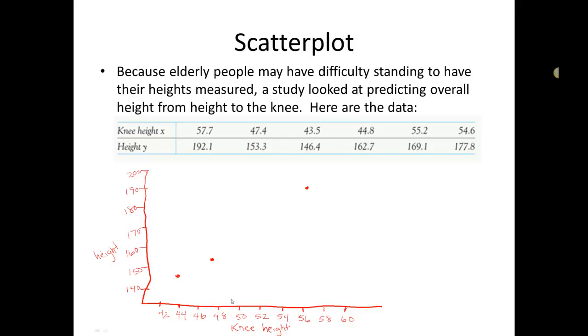Then I have 44.8 and 162.7, so probably about right there. Then we have 55.2 out over here, and 169.1. So 169 is pretty close to 170. That should be right about in here. And the last one is 54.6 and 177.8. So that's going to be about over here.